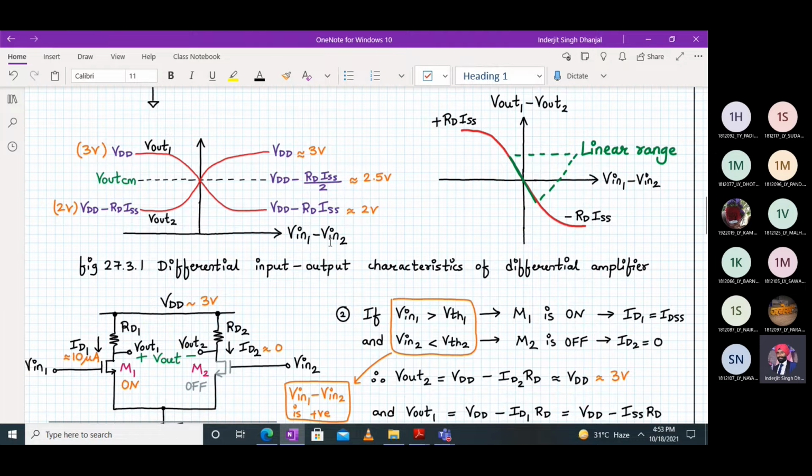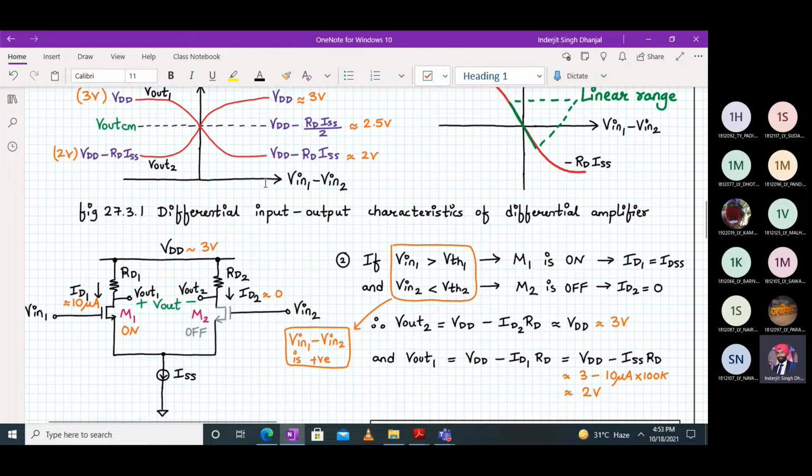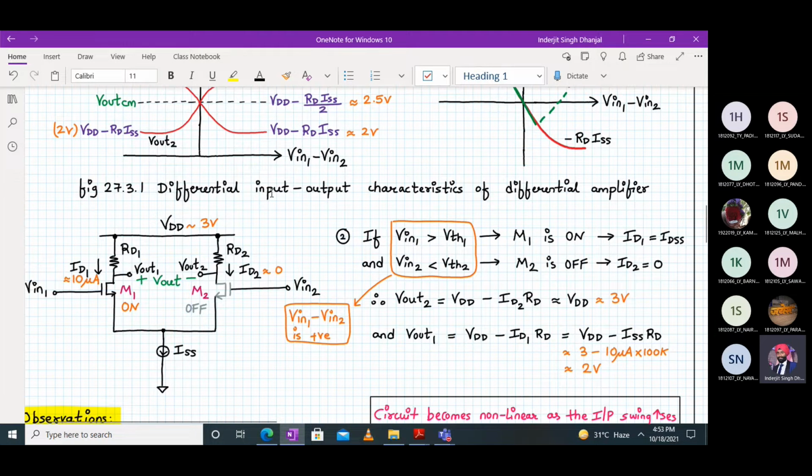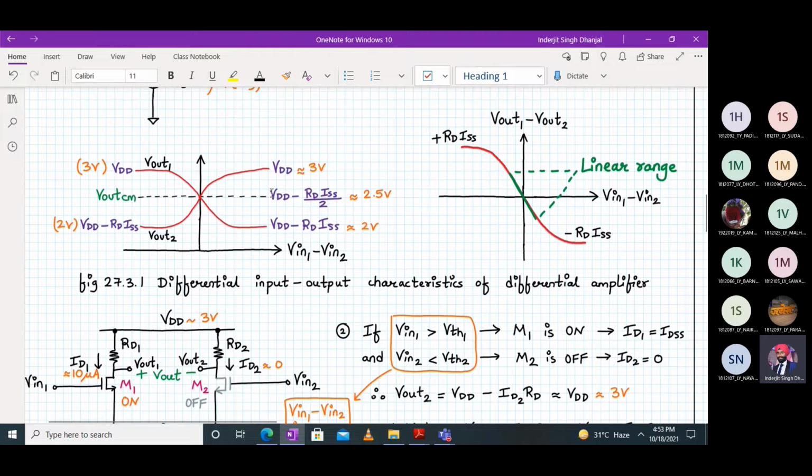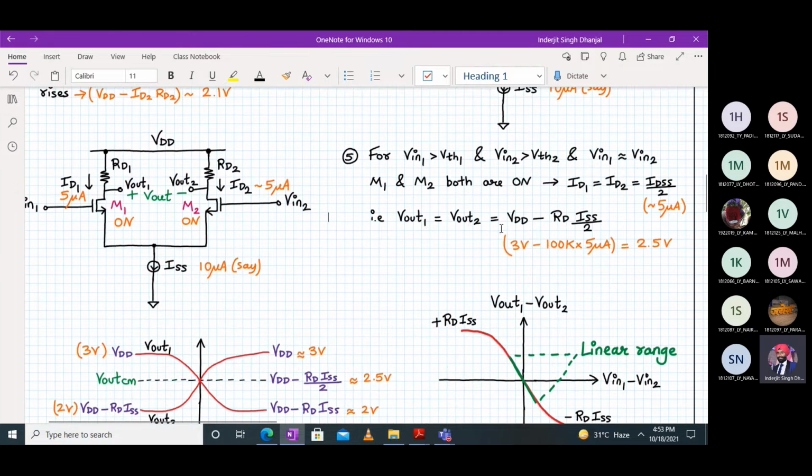Okay, whenever V in 1 minus V in 2 difference is negative, my M2 transistor is on, so my V out 2 will be 2 volt, right? I mean the maximum value, and my V out 1 maximum value will be 3 volt because M1 is off. And you remember what we did when V in 1 and V in 2 were same? Was the output 0? Whenever V in 1 was equal to V in 2, was the output 0? No. The output was V out, here it is, see, V out 1 is equal to V out 2, which was equal to 2.5 volt.